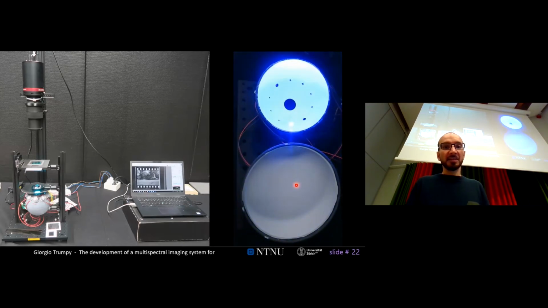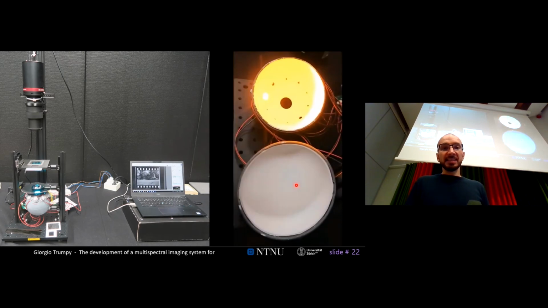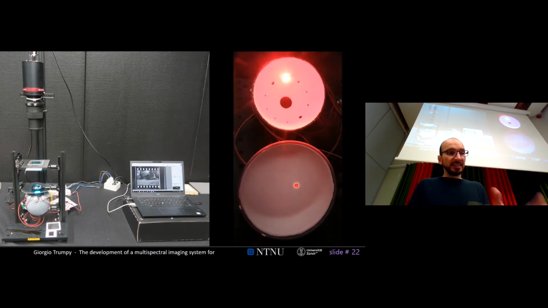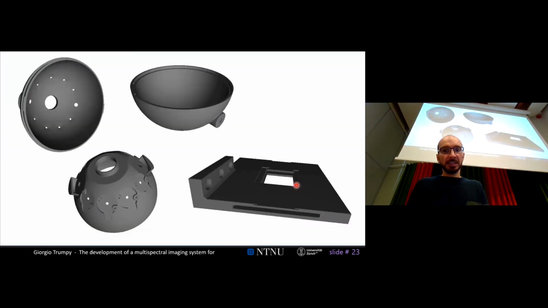These are the LEDs that are shining inside the sphere. Of course, it's not like this; it is closed. But just to let you see the guts of this system, I showed it to you open. These are the 3D printed parts. Of course, the integrating sphere had to be coated on the inner side with white.